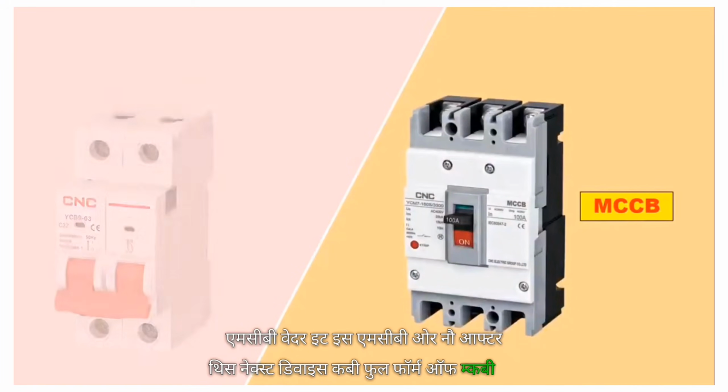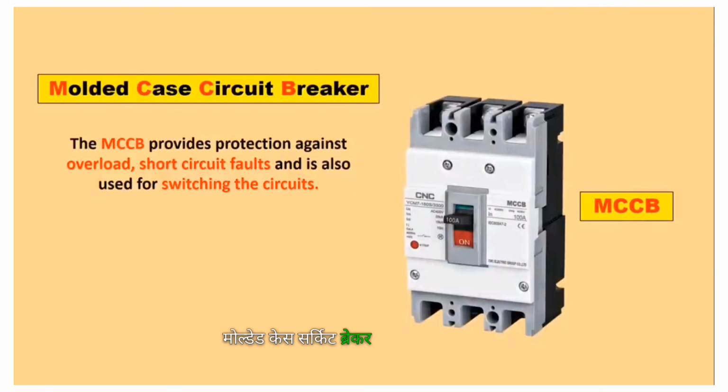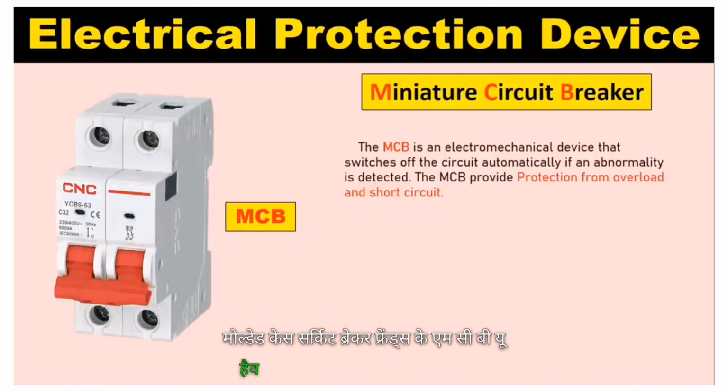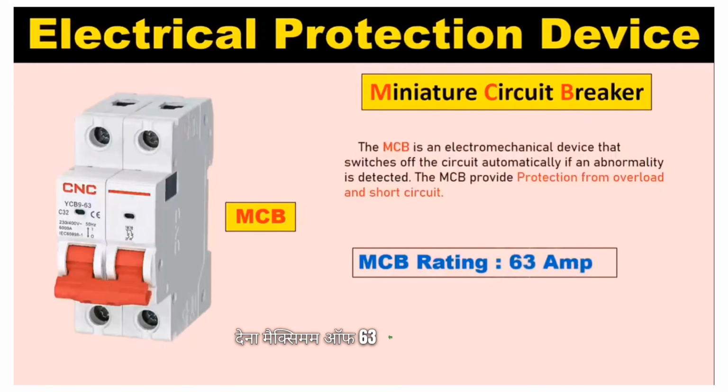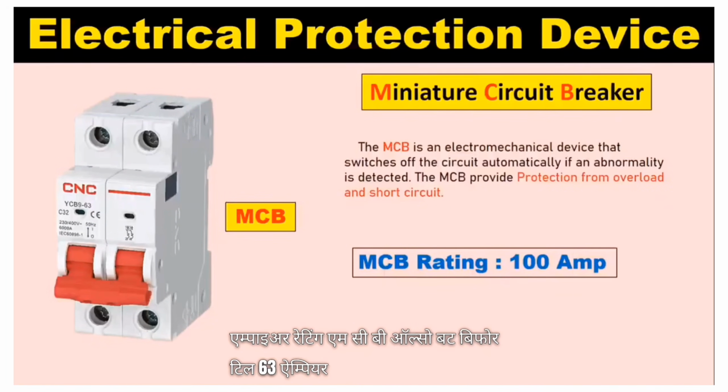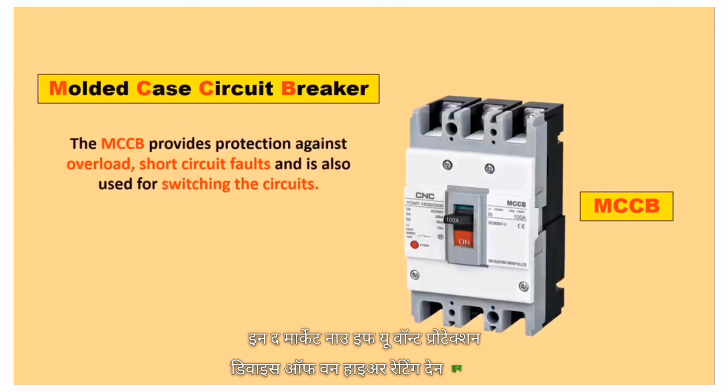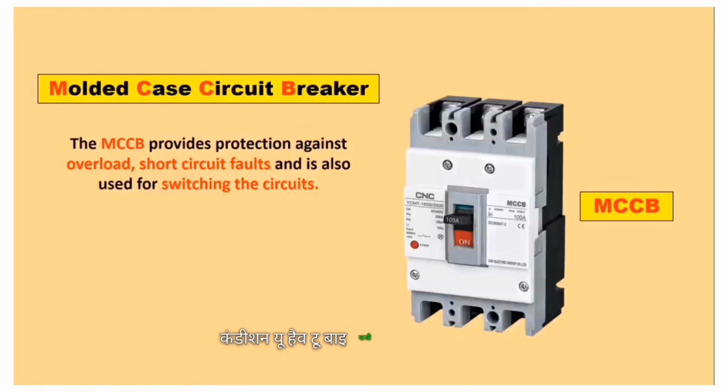Full form of MCCB is molded case circuit breaker. Friends, the MCB you have, or if you are going to buy a MCB, then a maximum of 63 ampere rating MCB you can buy. These days you can find a 100 ampere rating MCB also, but before, till 63 ampere rating MCBs were available in the market. Now if you want a protection device of even higher rating, then in this condition you have to buy a MCCB. MCCB also provides protection from overload and short circuit.